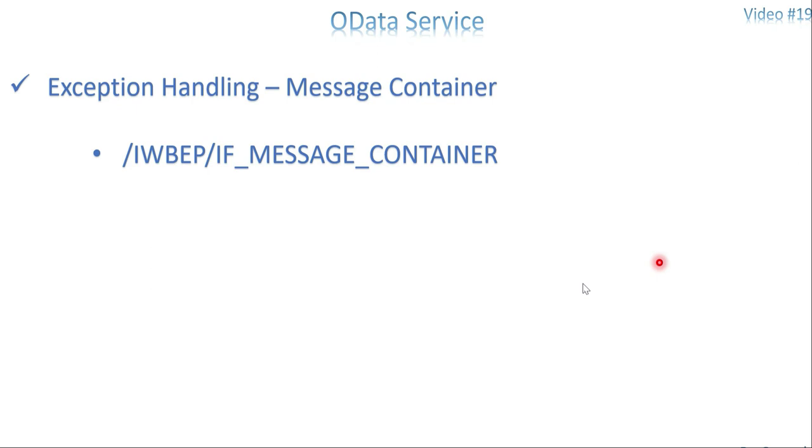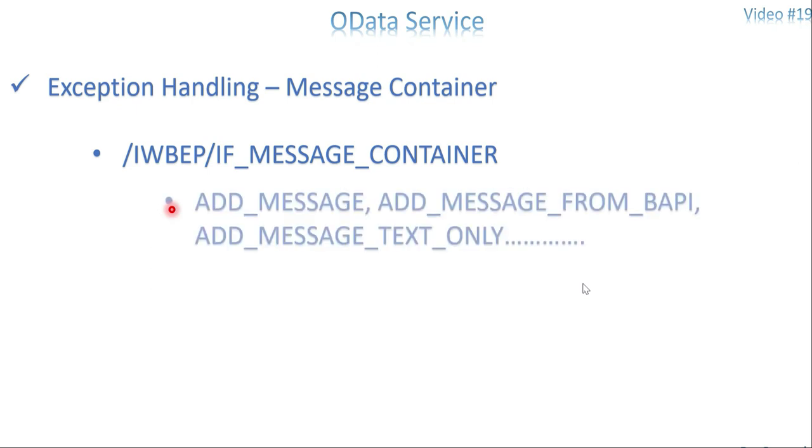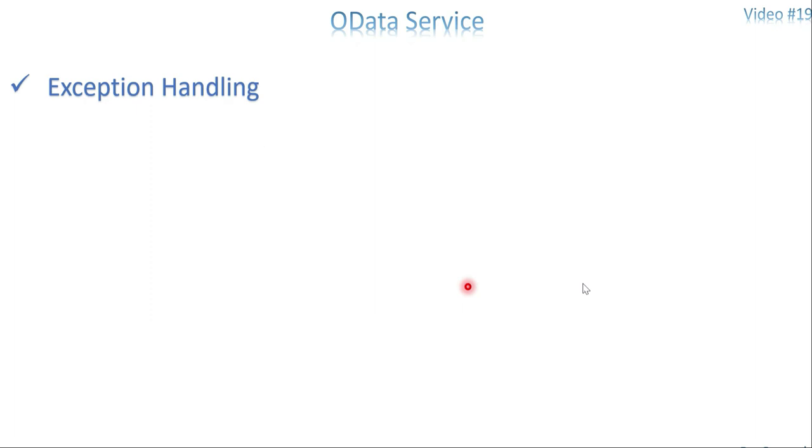And this is the interface. Objects in the gateway always start with IWBEP, and the interface name is IF_MESSAGE_CONTAINER. This message container has several methods, and I picked a few: add message from BAPI, add message text only. I will show you what methods are available in the F4 help in the system. We are going to make use of any one of the methods, depending on your need.